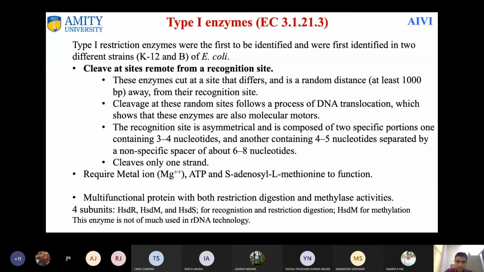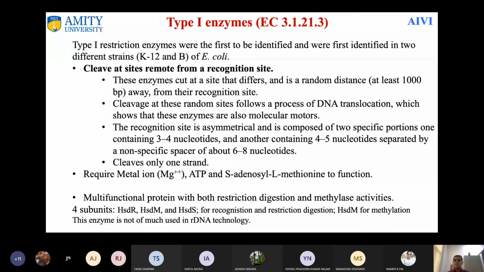How is it going to work? As I mentioned, these enzymes cut very far from the recognition site, so they are not of much use in recombinant DNA technology, because when you are analyzing something, you want to produce a cut at a specific location. But they are the restriction enzymes which were discovered first. That's why we talk about them and put emphasis on these enzymes.